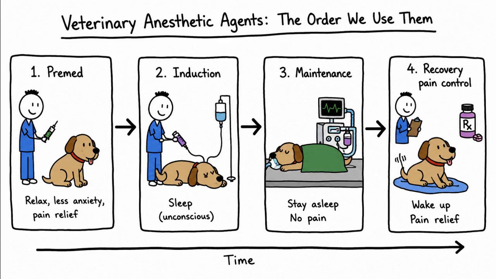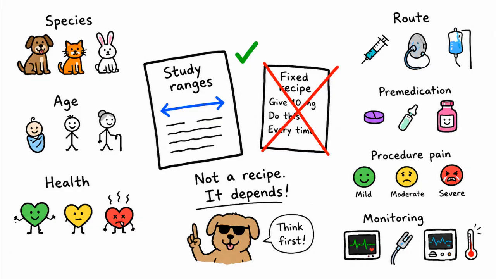Today we are going to talk about veterinary anesthetic agents in the order you would usually give them: premedication, induction, maintenance, and recovery pain control. The important thing is that these are study level ranges, not fixed recipes, because anesthetic doses change with species, age, health status, route, premedication, procedure pain, and monitoring.